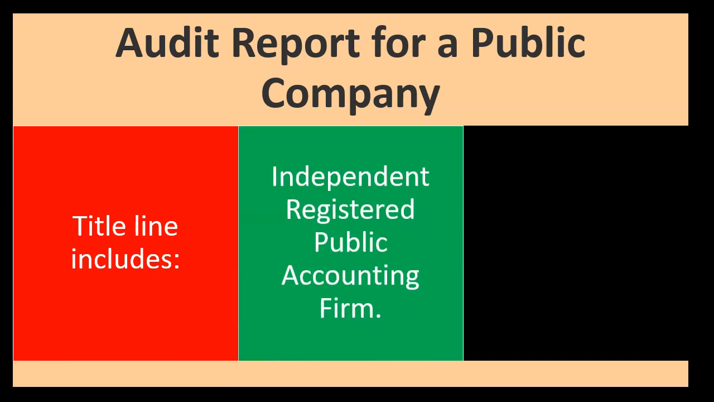We're going to have a title line which includes independent registered public accounting firm. So we're saying, hey, this is an independent registered public accounting firm. That hopefully will give some assurance to the reader of the audit report. Why? Because we're saying, hey, we're independent. We're not part of the company. Therefore, you can depend on what we're saying a little bit more, hopefully, than the company itself, because we're not invested in the company in the same way that, of course, management or an agent of the company would be. We'll discuss more about matters of independence in future presentations.